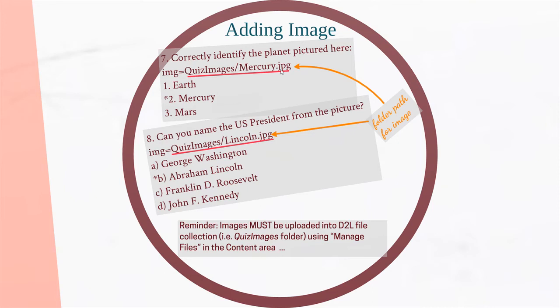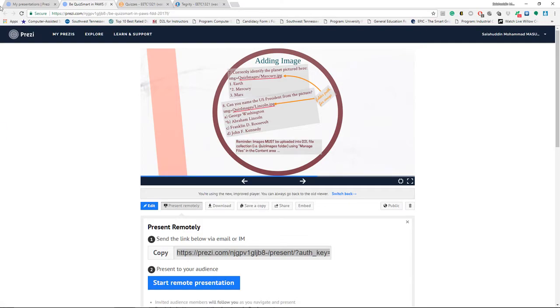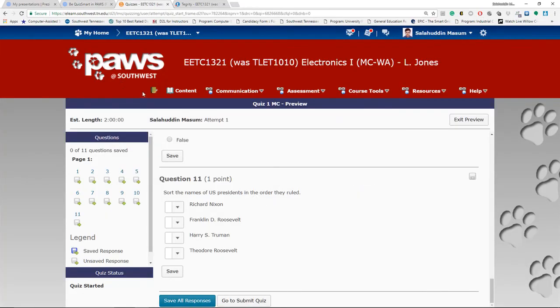Okay, question. We've got quiz images / JPEG. Where is the quiz image file? Yeah, that's a folder. Let me show you. That's actually inside PAWS. Let me quickly show you where it is. It's actually here. Do you see this one?